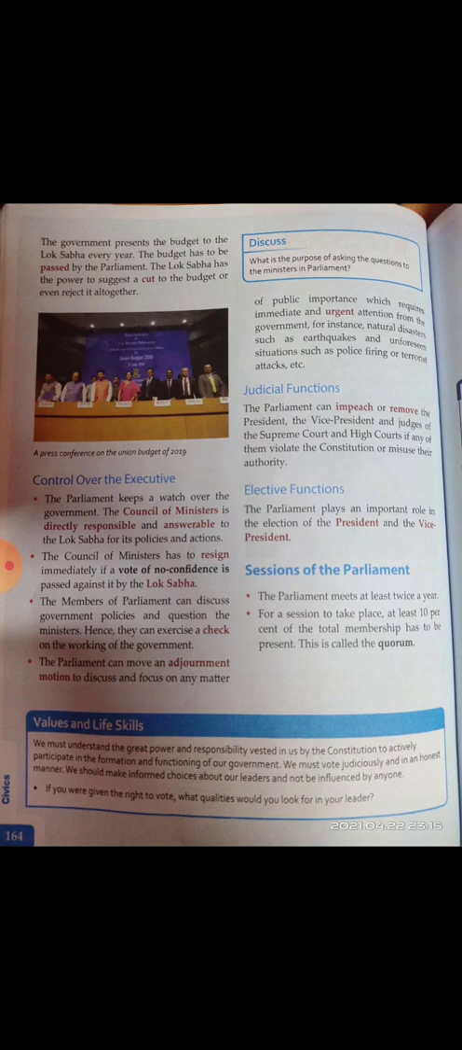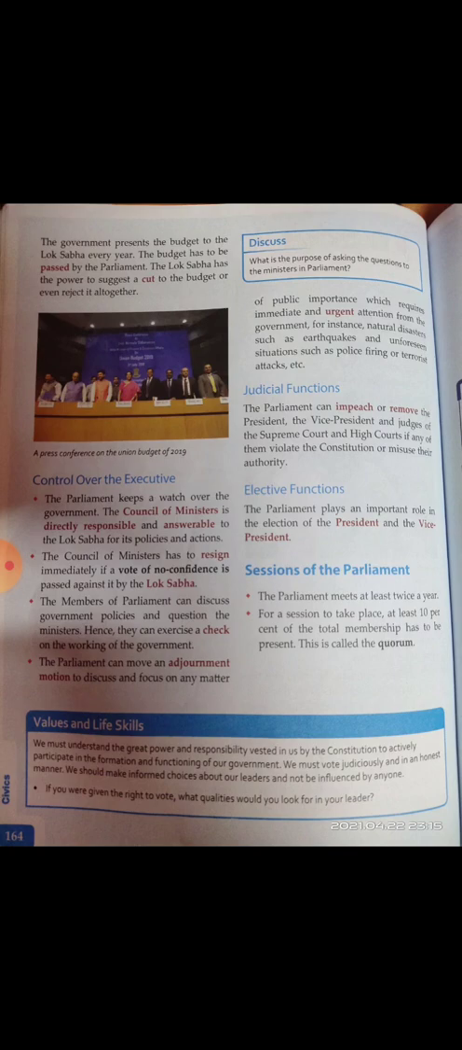And if those 10 people will also not be present there, out of 100, 10, that is 10%, then that session will get dissolved or the meeting will not take place. Hopefully you have understood the chapter.